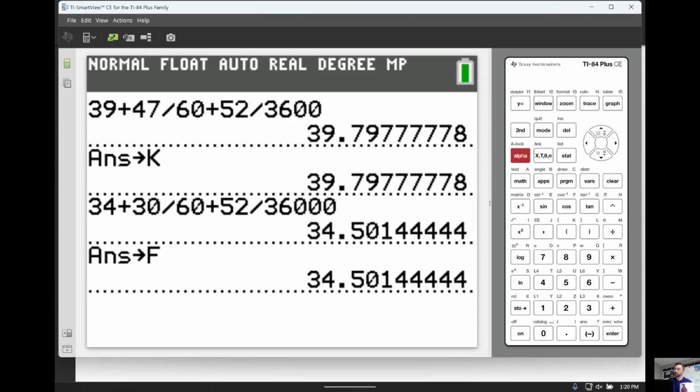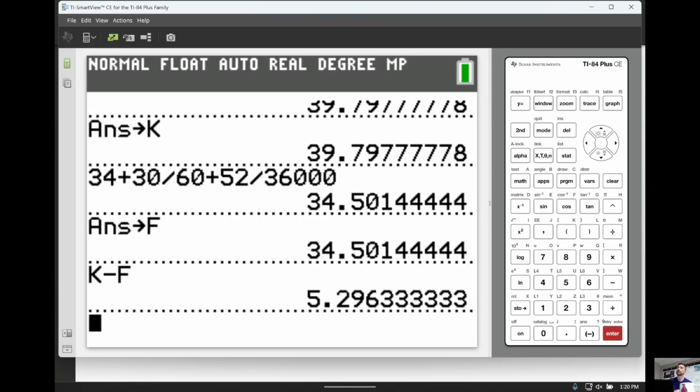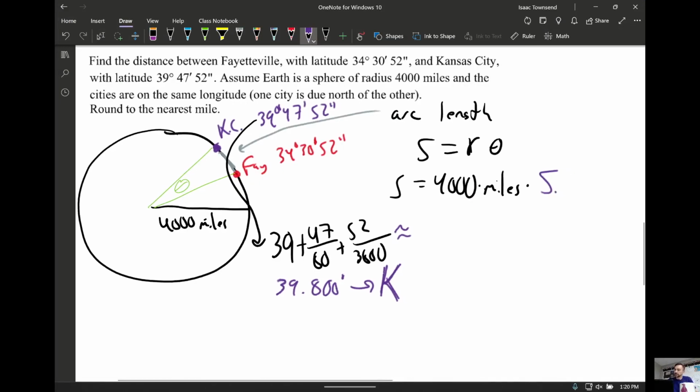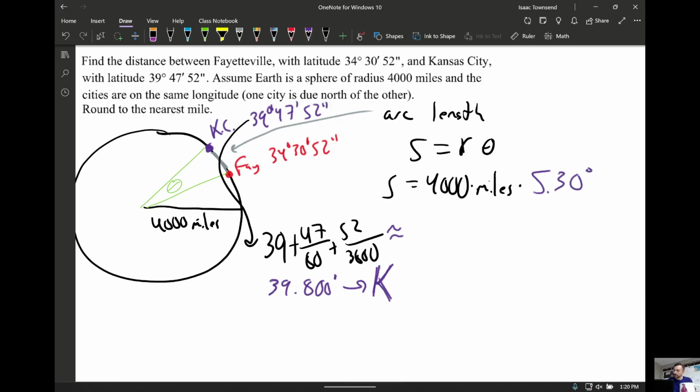So to find the angle between those, I can just say what is the angle at Kansas City minus the angle at Fayetteville. And it's roughly about 5.3 degrees. Again, I'm not going to really round, but I'm going to write it like that for just a second. So this arc length we were trying to find, it's just supposed to be r times theta, and they gave you r from the beginning. You just found theta, the central angle. It's about 5.3 degrees. And so you're going to be tempted to say, well, let me just multiply that angle by 4,000, type that in, and that gives me my answer.